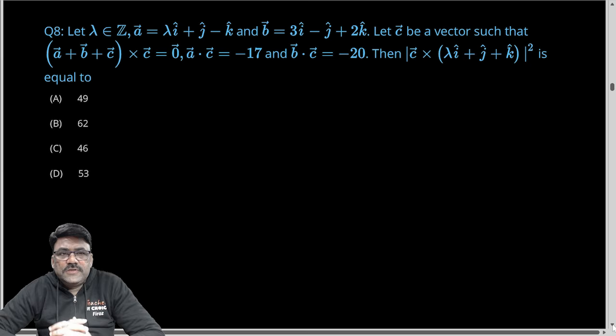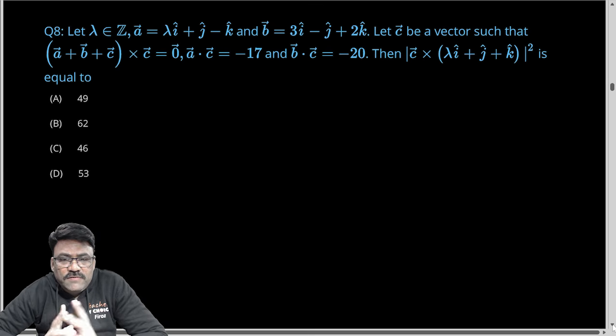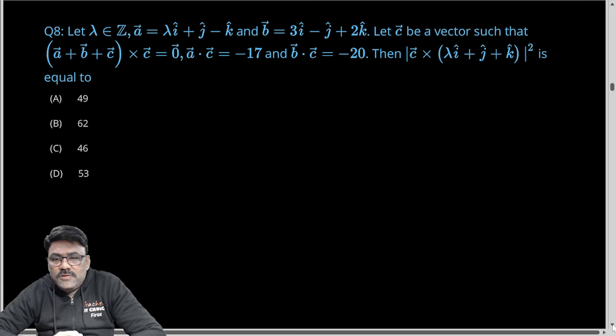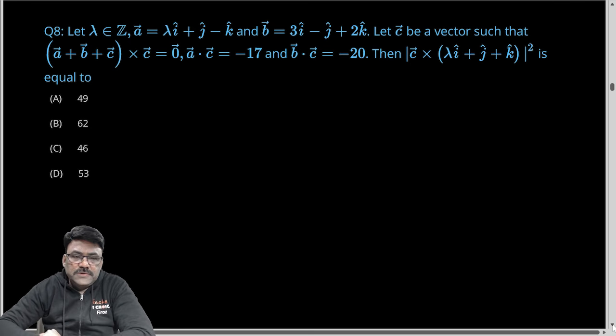Okay, let's see this question. This is from vectors. Two vectors are given, A and B. C is a third vector which satisfies these conditions: (A plus B) cross C is 0, A dot C is minus 17, B dot C is minus 20. So what will be the value of (C cross (lambda i plus j plus k)) whole square? A slightly lengthy question, means you have to do a lot of calculation here.